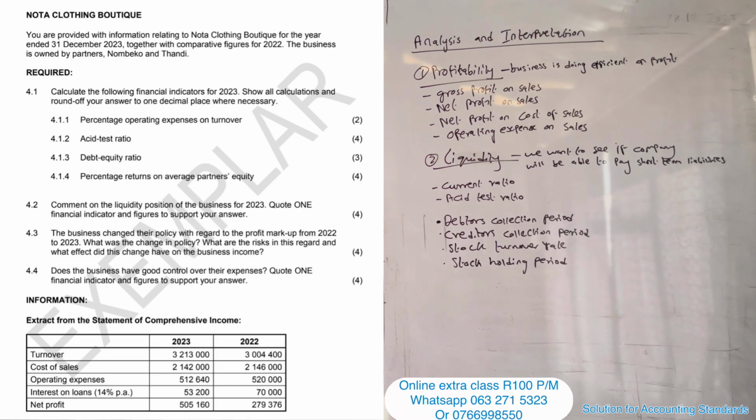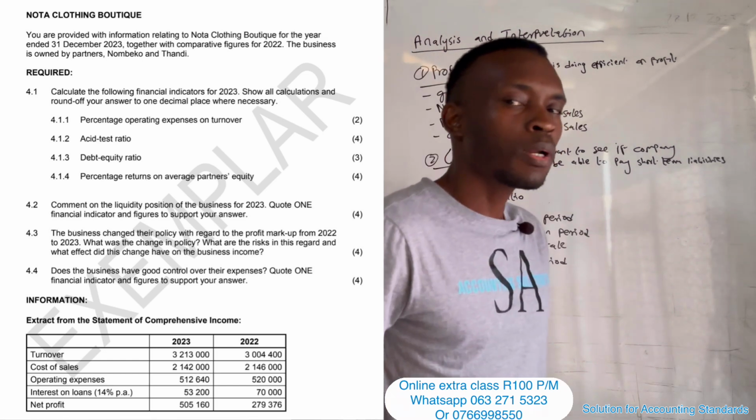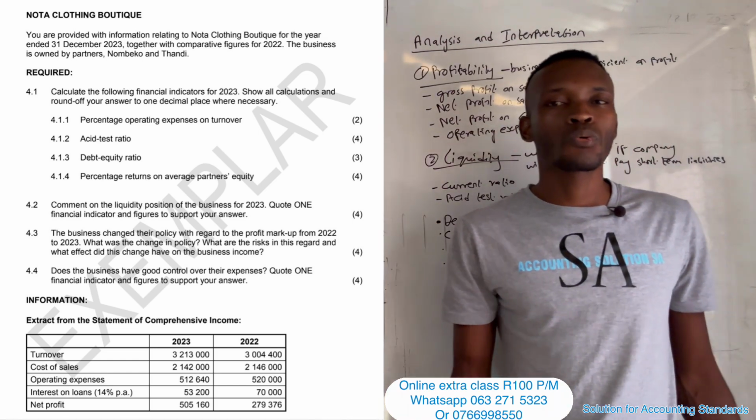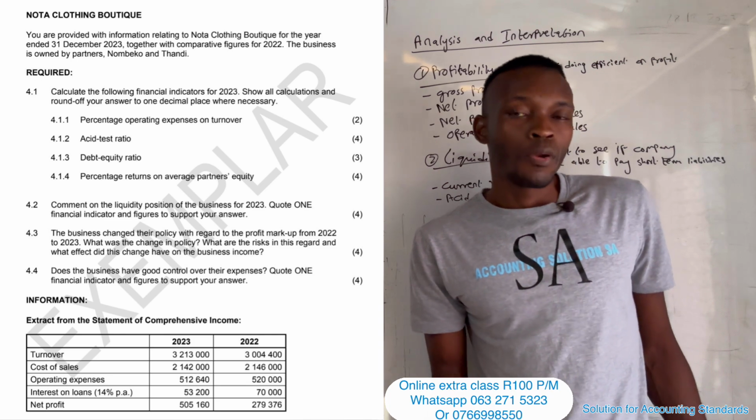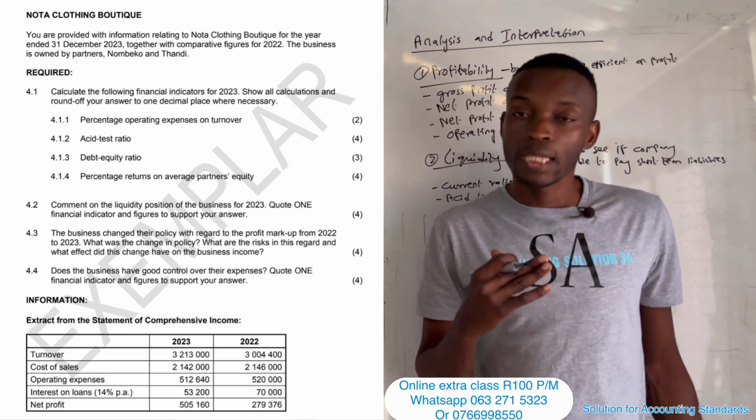When we talk about debtors collection period, guys, we want to see how long it takes for us to collect from a debtor. Normally, guys, you have to collect within 30 days.